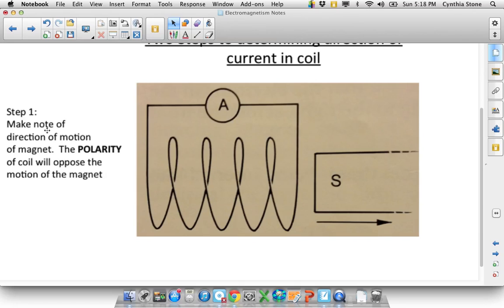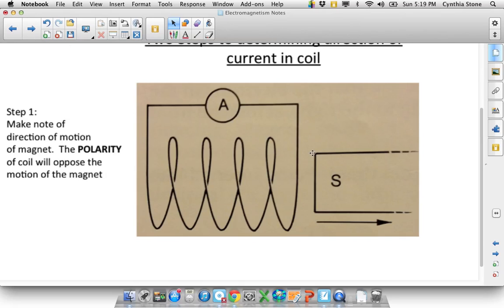So it says make note of the direction of the motion of the magnet. So it's moving to the right. Again, I'm forcing it. I'm making that happen. Okay, it's not moving naturally. I'm forcing it. The polarity of the coil will oppose the motion of the magnet. So in other words, I'm going to know if this is a north end or a south end right here, because it's going to oppose what I'm doing.